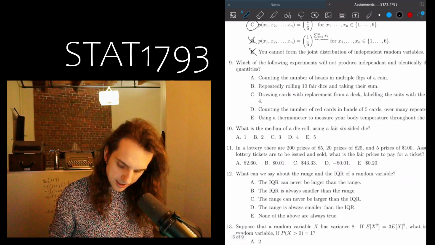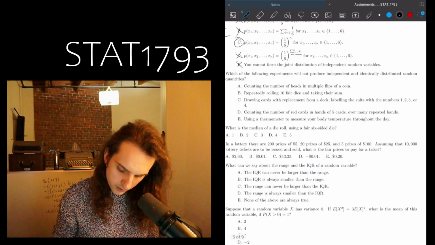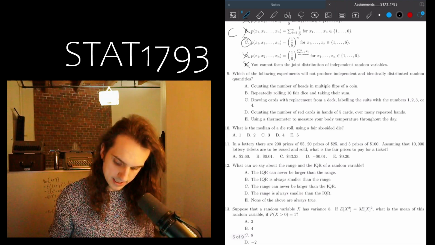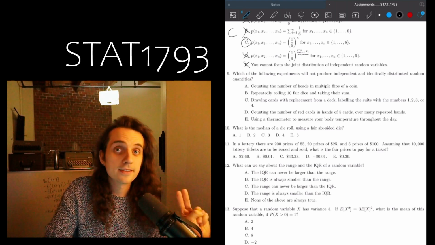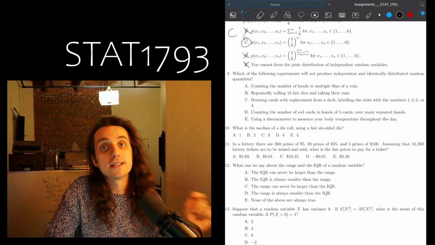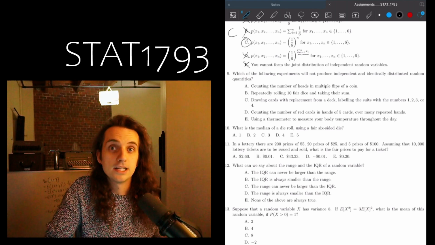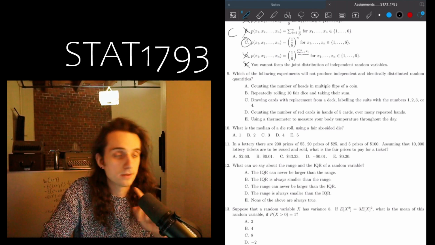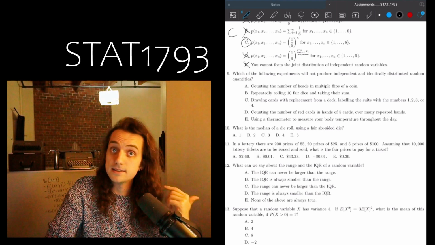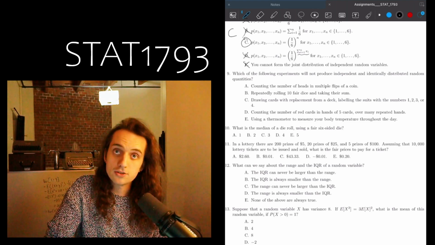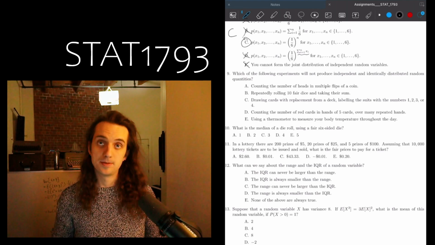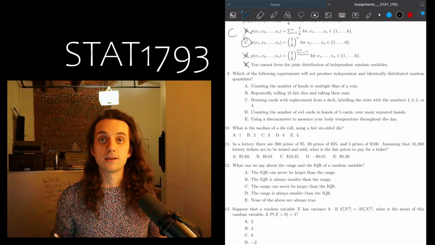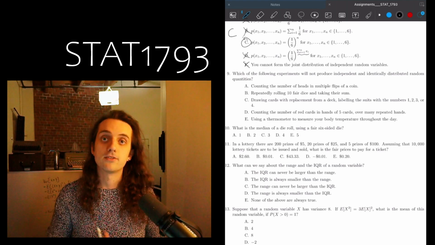All right, let's take a look at question 9. So which of the following experiments will not produce independent and identically distributed quantities, right? So remember, we're checking two different things here. We're checking for independence, which means that they're not sort of related to one another. Knowledge about one doesn't inform knowledge about the other. And identically distributed means that the draws are going to be coming from the same probability distribution, right? So we're thinking about the same probabilistic behavior between them, right?